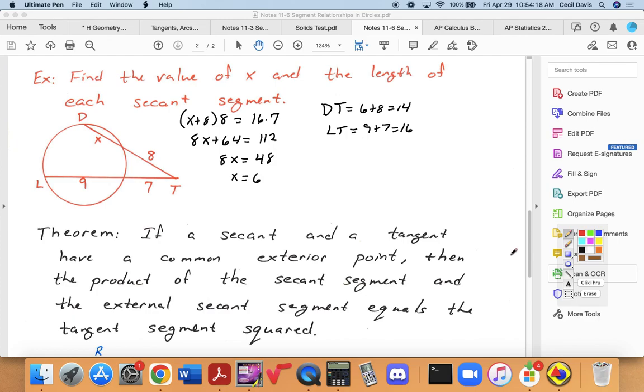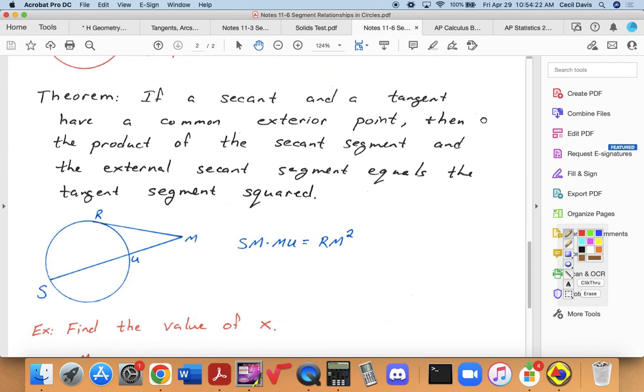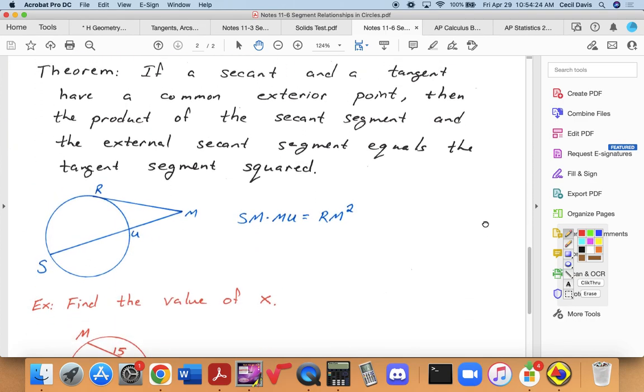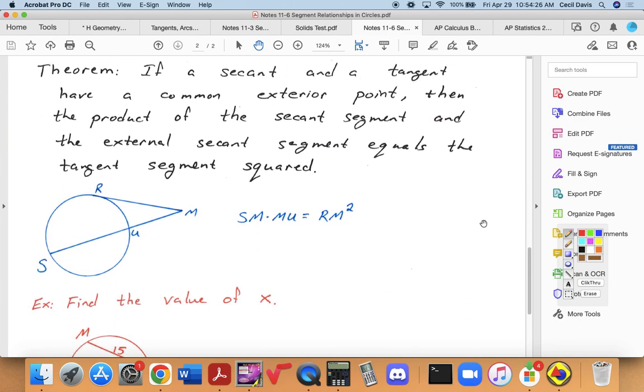All right. Last one. If you have a secant and a tangent, and they have a common exterior point, we still do the secant part the same way. The whole secant segment multiplied by the external part is equal to the tangent segment squared.